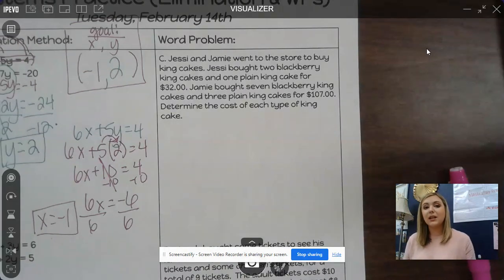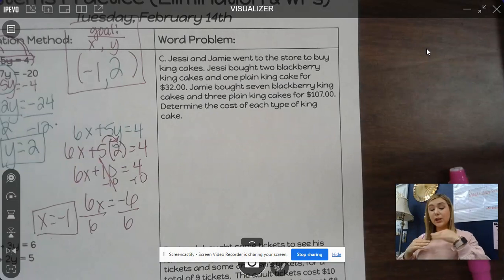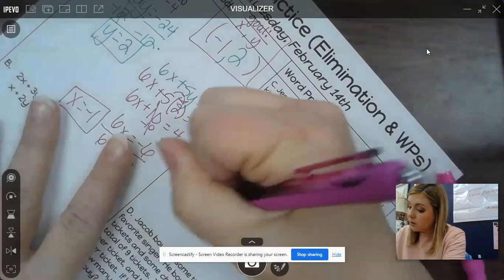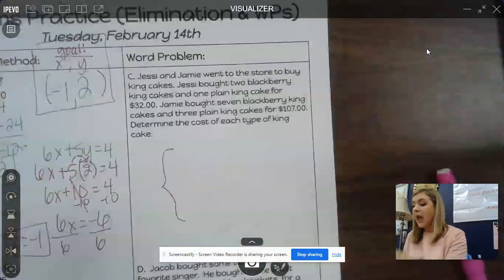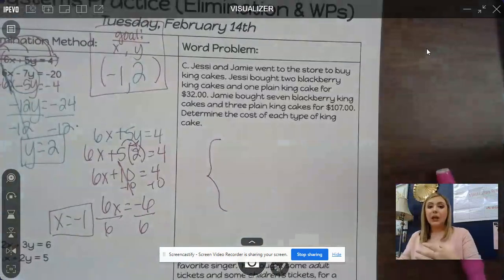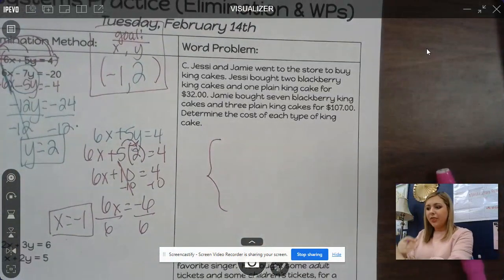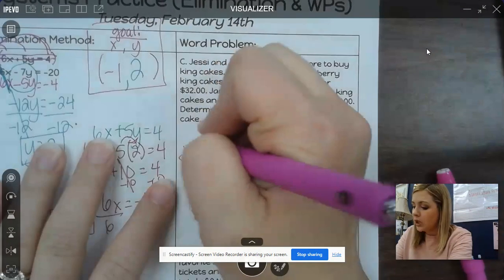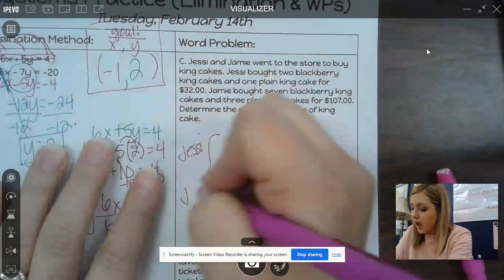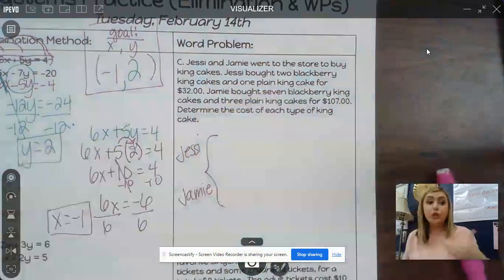So, like I said, in order for this to happen, you're going to have to set up an equation for each person, and then each person is going to have its own variable. First thing I'm going to do is write my bracket for the system, and then name each equation. Each thing that's happening is Jessie's king cake totals and Jamie's king cake totals. So my first equation is going to be called Jessie, and my second equation is going to be called Jamie.